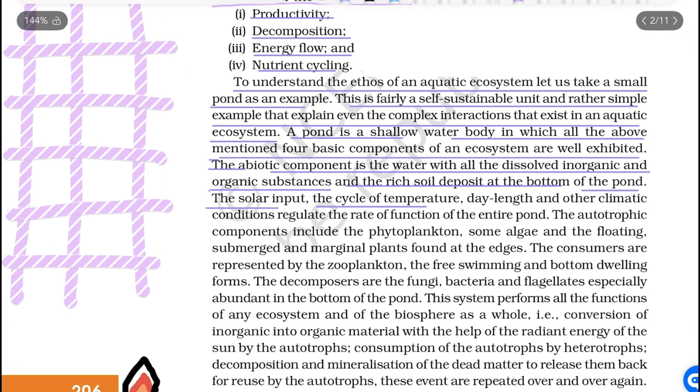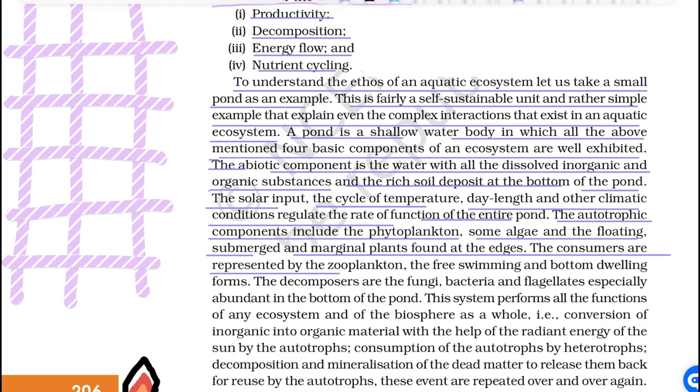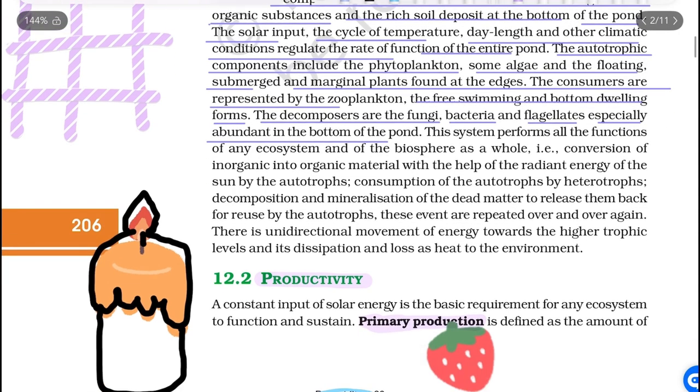The solar input, the cycle of temperature, day length and other climatic conditions regulate the rate of function of the entire pond. The autotrophic components include the phytoplankton, some algae and the floating, submerged and marginal plants found at the edges. The consumers are represented by zooplankton, the free-swimming and bottom-dwelling forms. The decomposers are the fungi, bacteria and flagellates, especially abundant at the bottom of the pond. This system performs all the functions of any ecosystem and of the biosphere as a whole.